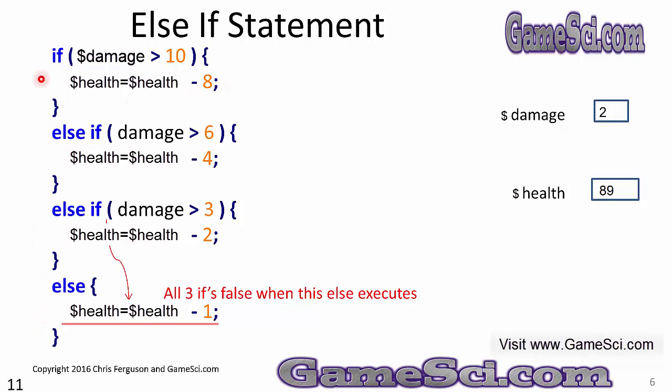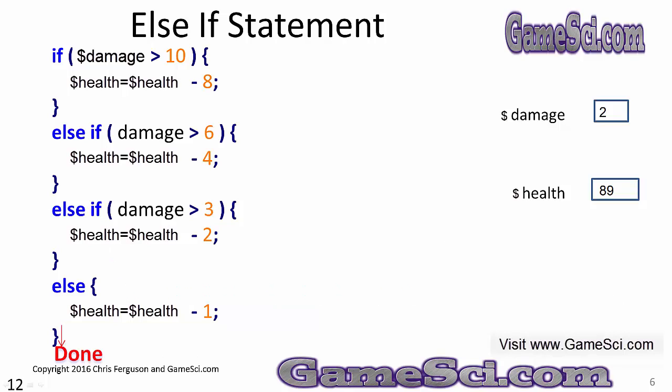If I get a large amount of damage, I subtract a larger amount from health. But if I get a small amount of damage, I only subtract a small amount from the health variable. There you have it. When I'm done with the else portion of the code, of course it will leave this code, and we're done with that code. That is the if-else statement.